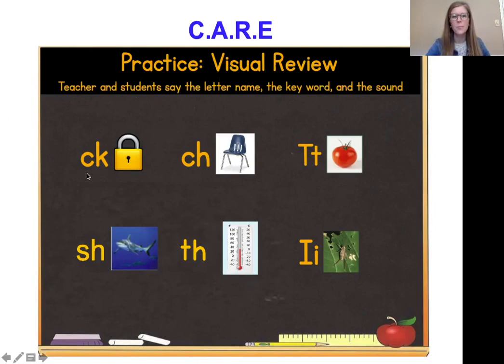Let's do the letter, keyword, and sound one more time all together a little quicker. Ready? Go. CK, lock, K. CH, chair, ch. T, tomato, t. SH, shark, sh. TH, thermometer, th. I, insect, it. Great job.